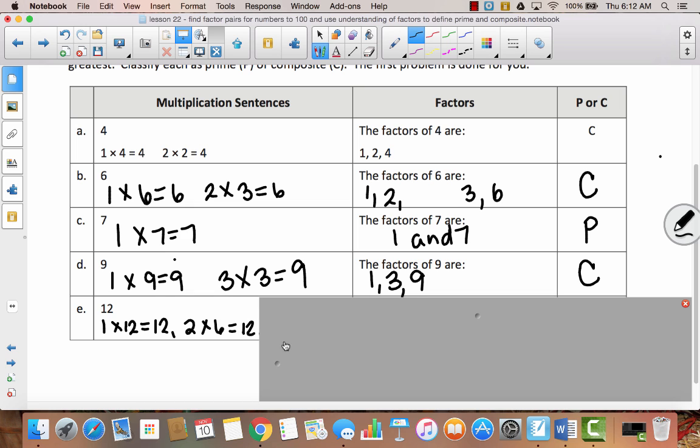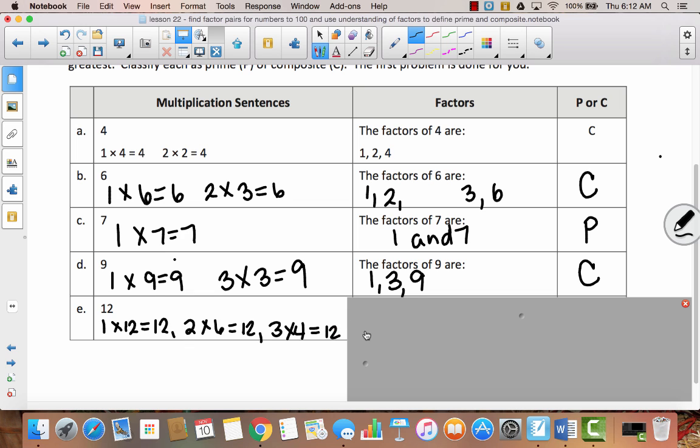So then I thought, well, what about 3? Is there anything times 3 that equals 12? And the answer to that is yes. 3 times 4 equals 12. And I already used 4. Nothing times 5. I already used 6. Nothing times 7, 8, 9, or 10, or 11. So these are all the factor pairs of 12.